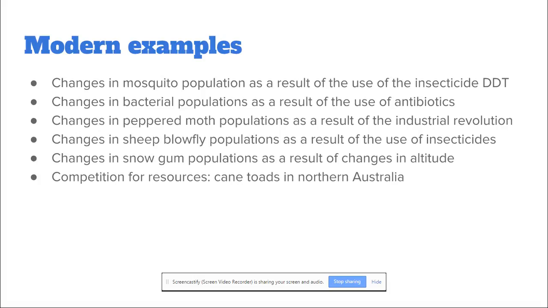Here we have some modern examples of how changes in an environment can change the population of different organisms. So the first example is changes in the mosquito population as a result of the use of the insecticide DDT. In this example, there are some mosquitoes that possess a characteristic in their genetic makeup that allows them to be immune or tolerant of the insecticide DDT. Therefore, they were able to survive and reproduce.